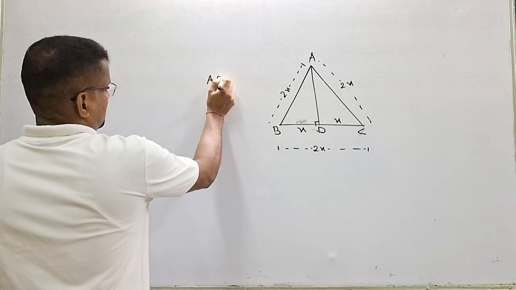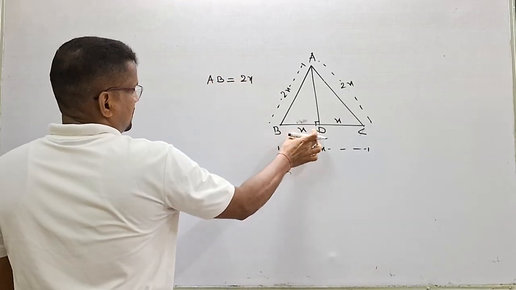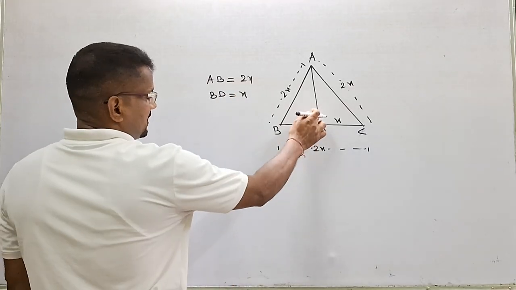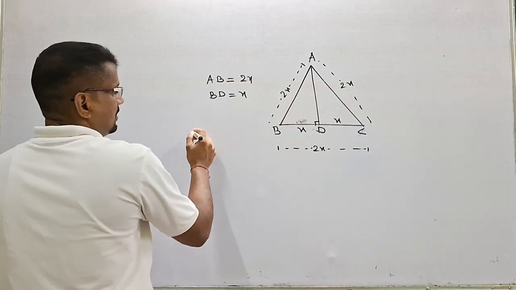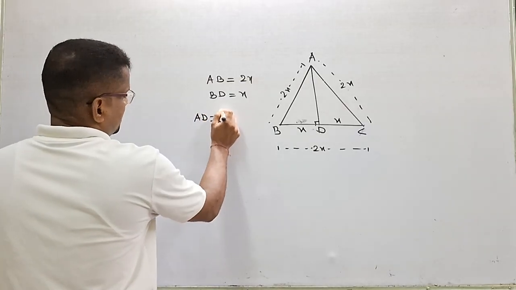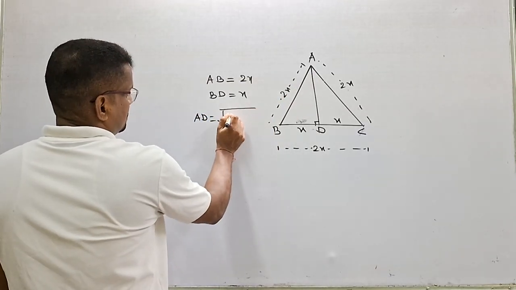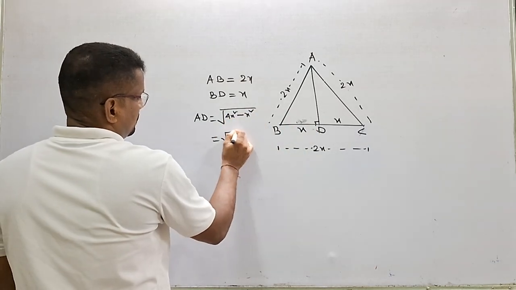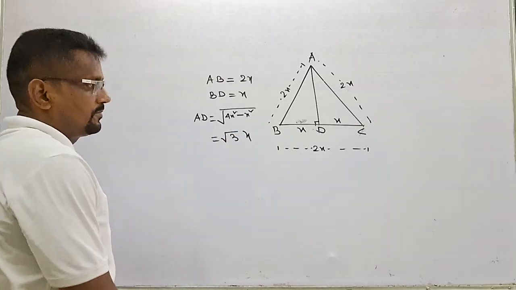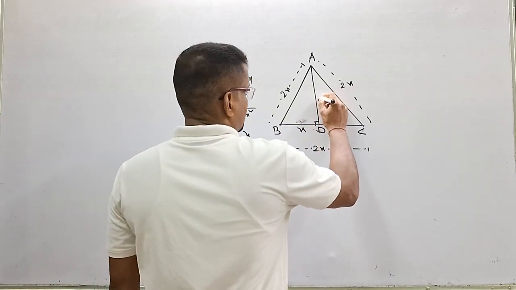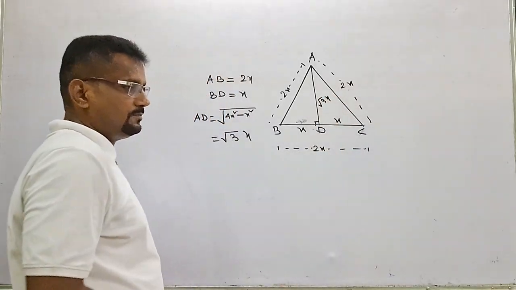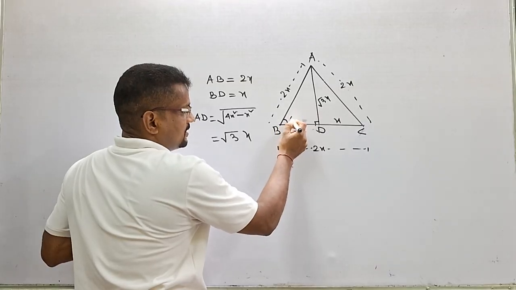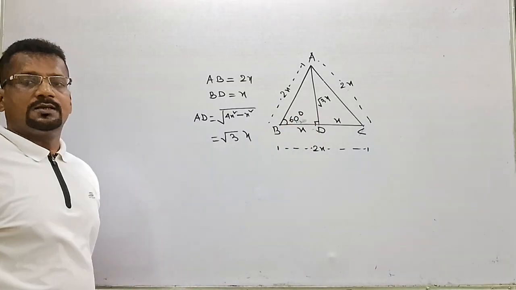So AB I have taken 2x and BD definitely it is your x. Now using Pythagoras theorem for right triangle ABD, you will get AD is equal to under root of AB square, that is your 4x square, minus BD square, that is your x square, and that value becomes root 3x. That means AD you have calculated, that is your root 3x. Now you see, as it's an equilateral triangle, this is your 60 degree. This is your 60 degree.